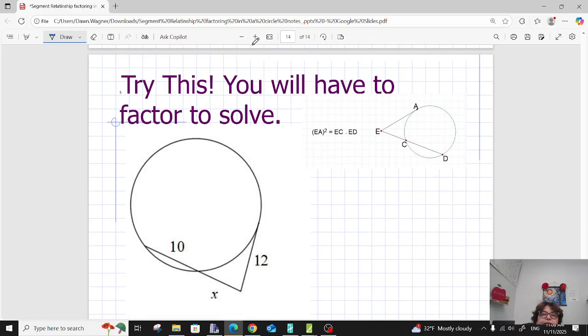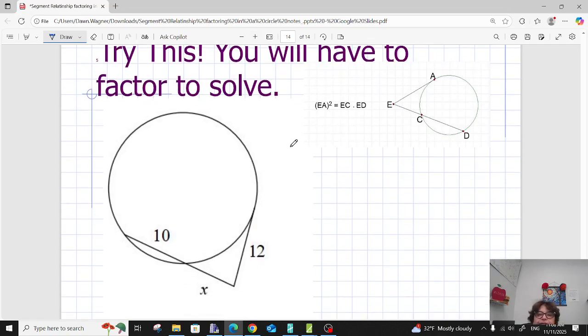Now what about this one? I'll try to write smaller this time. I'm going to go ahead and label. This would be E. This would be A right here because this would be the tangent. And this would be C. And this would be D. Right? So EA squared would be 12 squared, which is 144, equals, what's EC? X. And then what's ED? X plus 10.